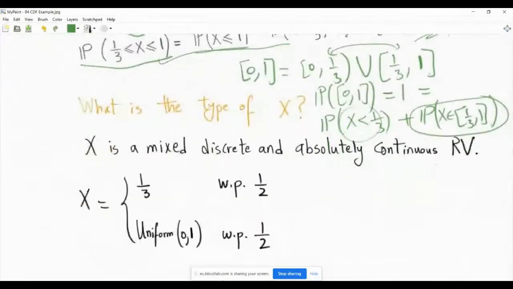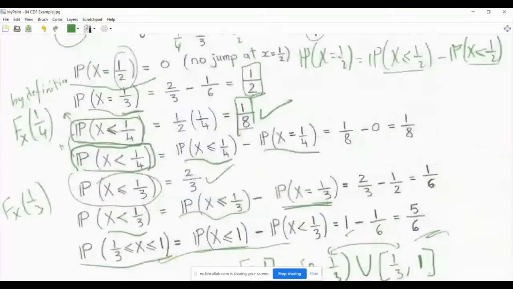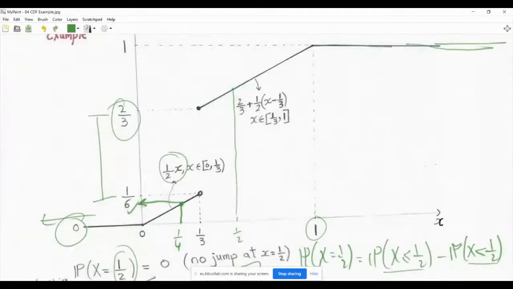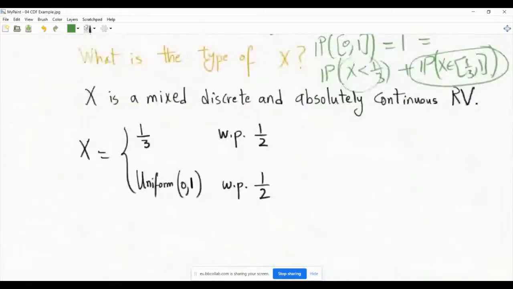And our random variable, as I said, is not discrete. Because if it were discrete, it would have just one jump, and at this jump the probability should be equal to 1. So it should jump from 0 to 1 if it's just one jump. But we have just one jump, and the jump has a value of 2/3 minus 1/6, so it is not equal to 1. So we actually have a mixture between a discrete and a continuous random variable.